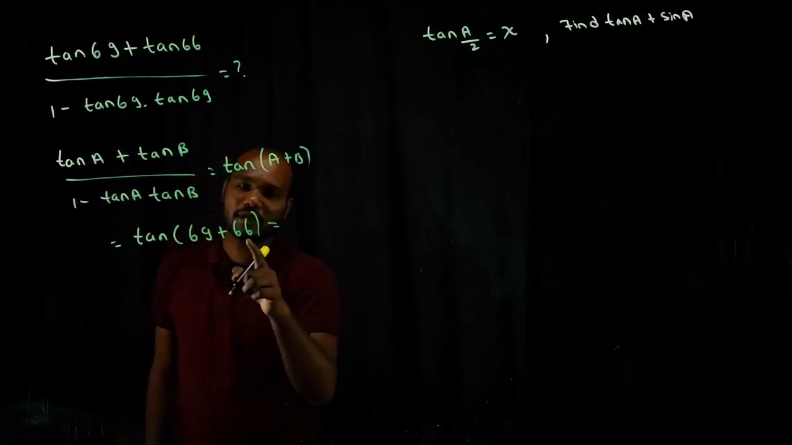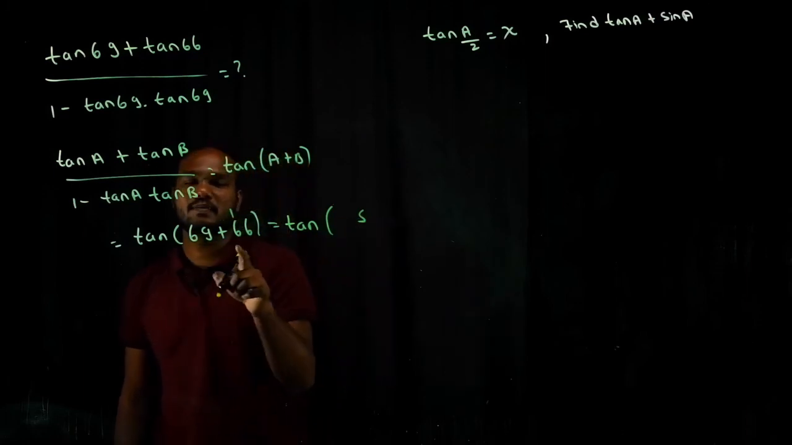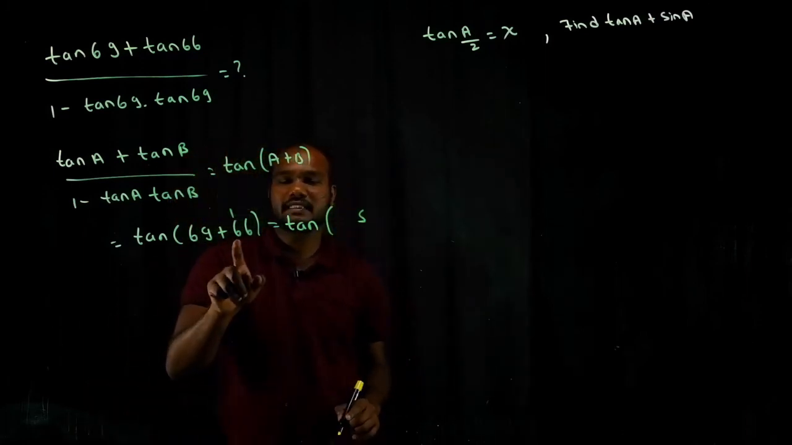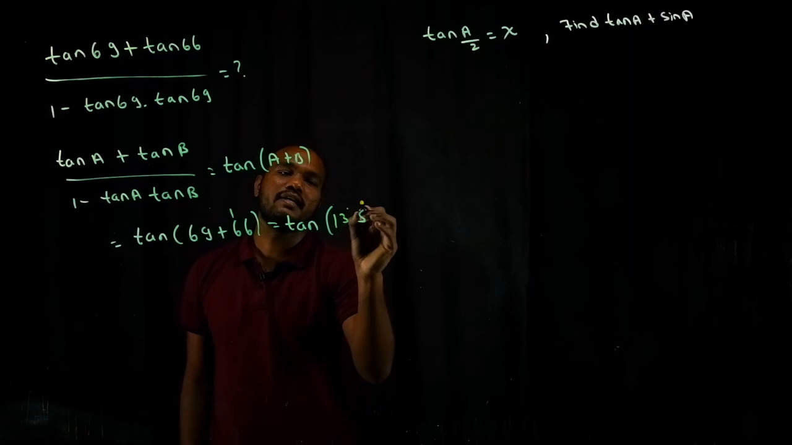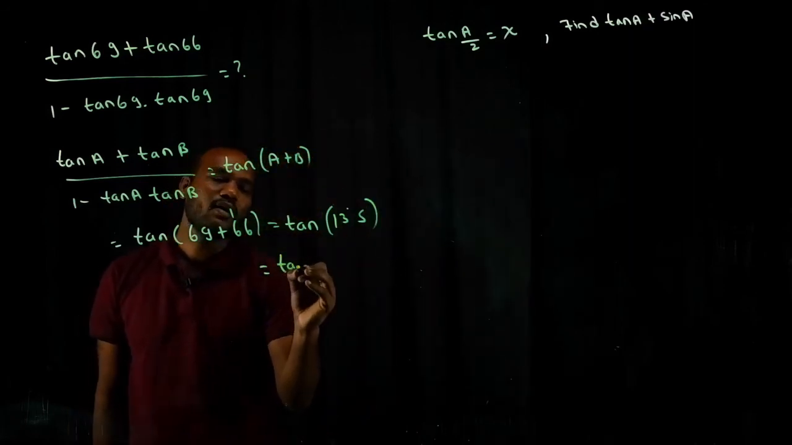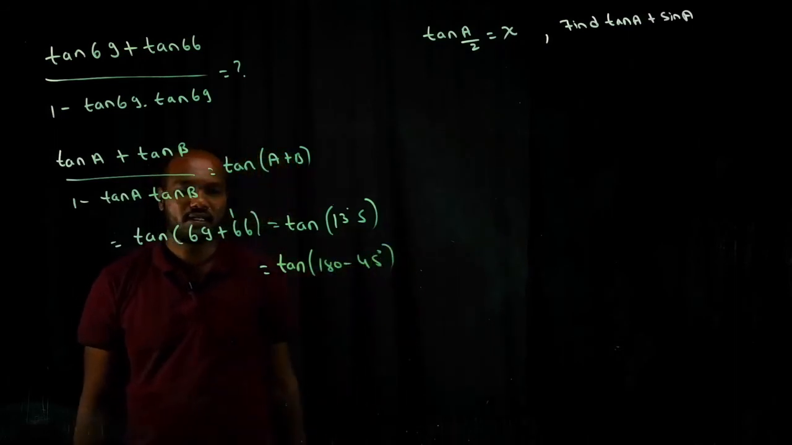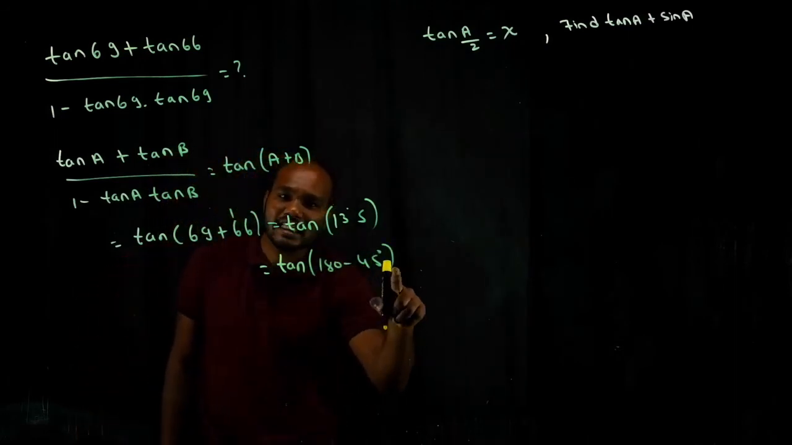So how much is it? 9 plus 6 is how much? 15. So 5, 1 carry, 6 plus 6 is 12 plus 1, 135 degree. And also see here, so tan of 135, how to find this? Tan of 180 minus 45 degree.